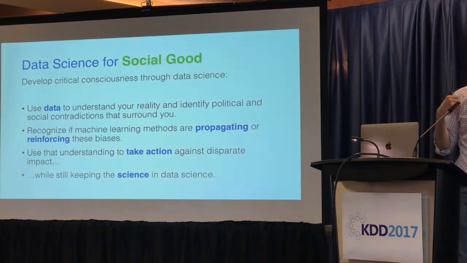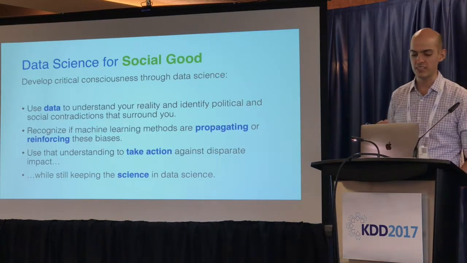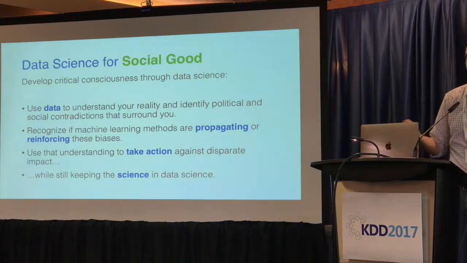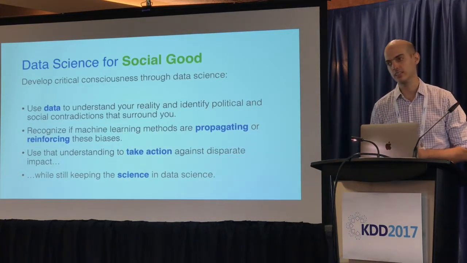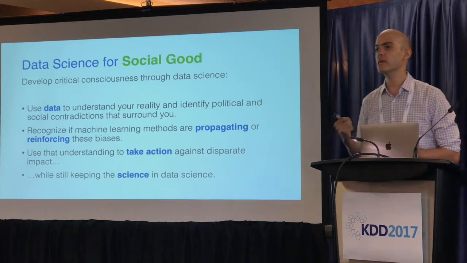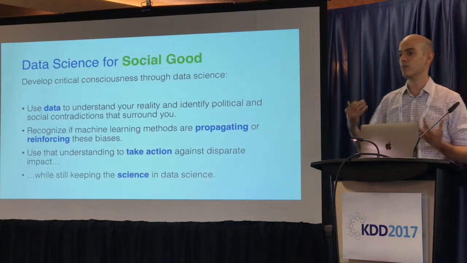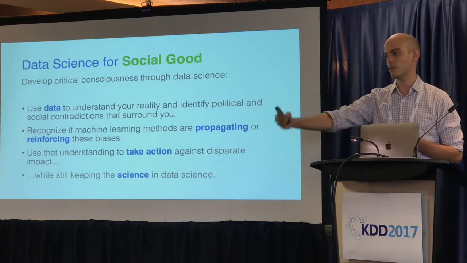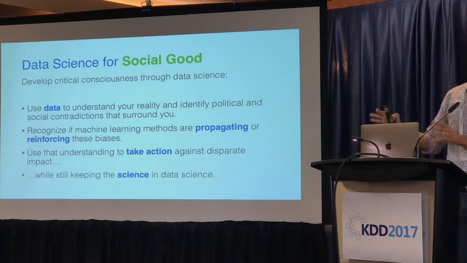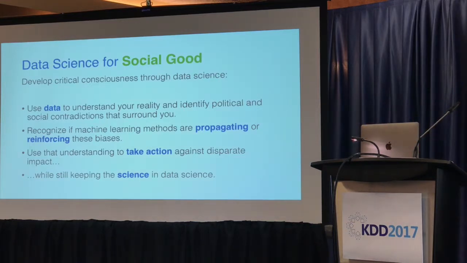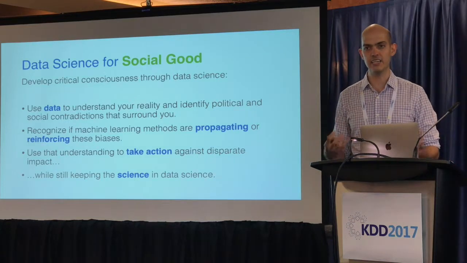So the goal of today is to recognize in one instance if machine learning methods are propagating or enforcing certain biases in society, and use that understanding to take action against disparate impact. And what I mean by disparate impact is having the output of an algorithm, or the decisions made by that algorithm, having a disparate impact among different social demographic groups. And of course, we want to do that in a scientific way. We want to do that while keeping the science in data science.